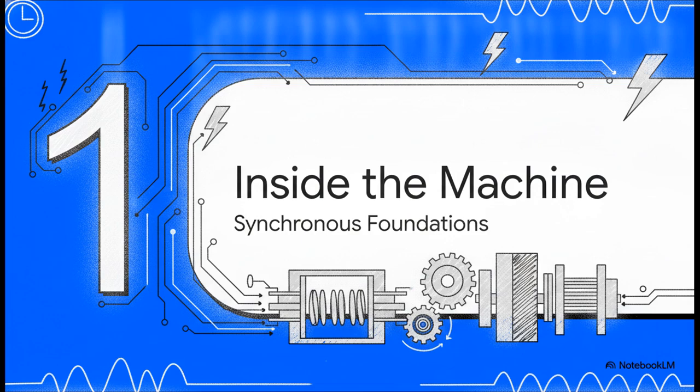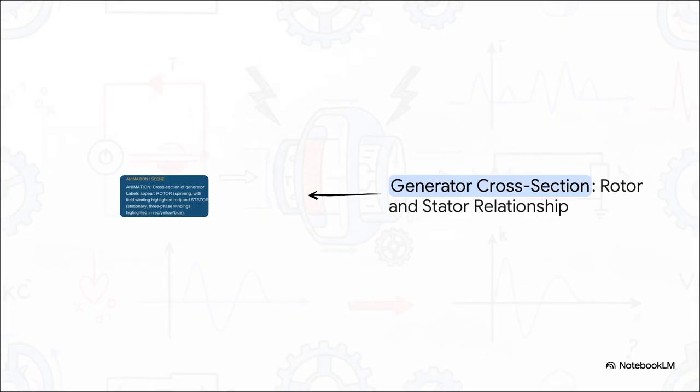Section 1. Inside the synchronous machine. Every single watt of electricity on your offshore platform starts right here. Notice the fundamental relationship. You've got a spinning rotor heavily highlighted with its field winding, and it's surrounded by a stationary stator holding the 3-phase windings. It's inside this tiny, crucial air gap between the two where the real magnetic magic happens.